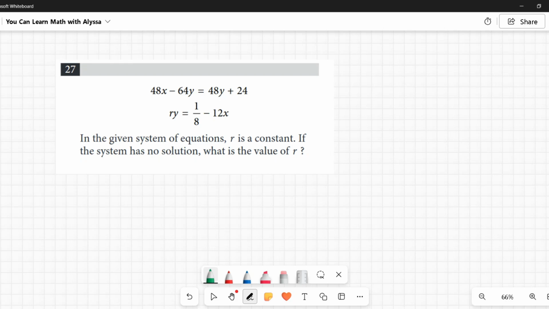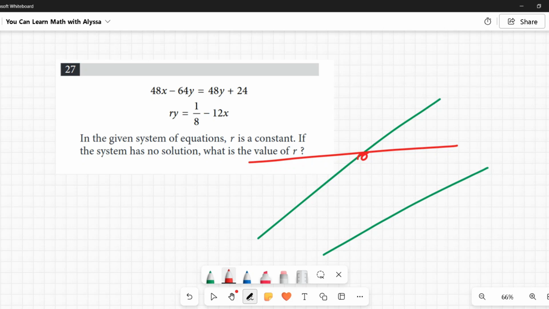Now, if I have in my system of equations 2 lines, there's 3 options for what can happen. They may intersect, in which case they have one solution. They may overlap, be right on top of each other, in which case there are infinite solutions. Or they may be parallel to each other. And in that case, there are no solutions.